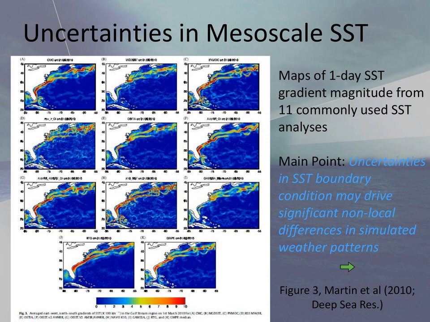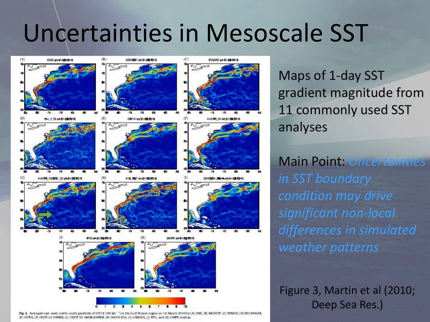These are all based on observations, either infrared or microwave satellites, and they all handle in-situ observations slightly differently, if at all. Rather than point out any particular one, the main point I want to show by showing 11 maps is that each of these SST fields is fairly different. A couple of features that are different are the Gulf Stream along the southeast U.S. coast. In some, the SST gradients are quite weak. I should also mention that the colors here show the SST gradient magnitude, so this just shows how sharp the fronts are in the SST analysis field. These maps show just a one-day example.